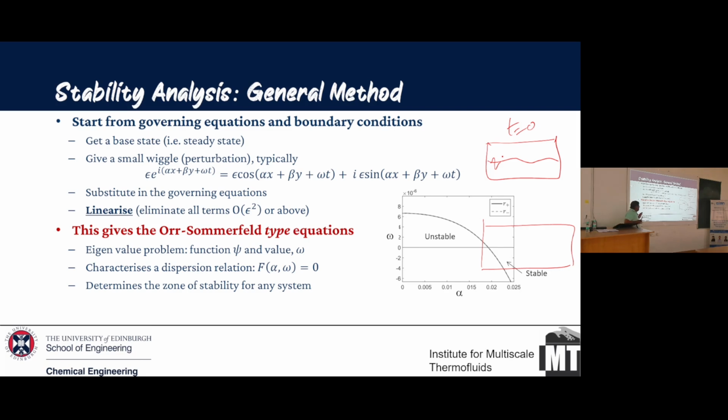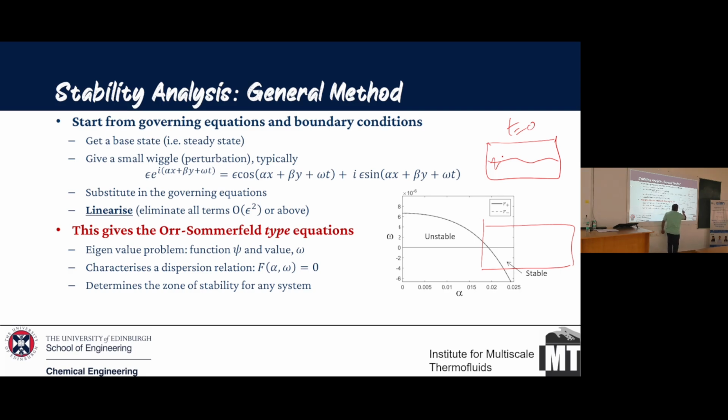Again, as I mentioned, it won't give you any answer. It tells you whether your system is stable or unstable. That's it. And the way it tells you is it's an eigenvalue problem. It tells you the growth rate with respect to wavelength. When you solve these equations, it will give you how growth rate changes with respect to wavelength, or this is the wave number.